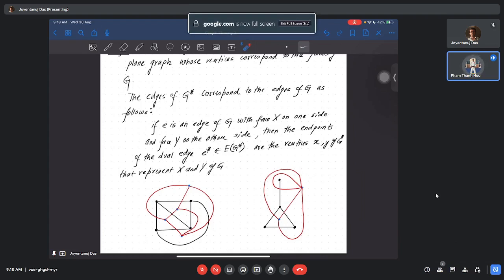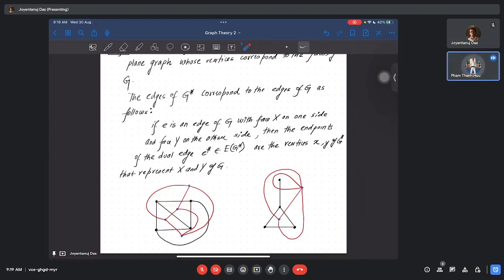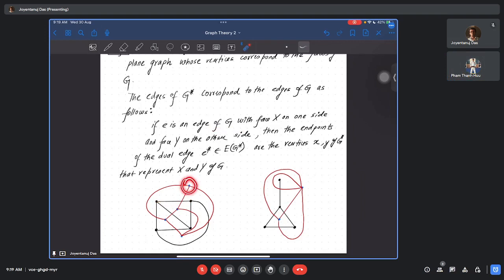Then the endpoints of the dual edge are the vertices X and Y of the dual graph that represent X and Y. What does it mean? For example, this is the edge I am taking. This is an edge of the original graph, right? And suppose this is my face X and this is my face Y, right?